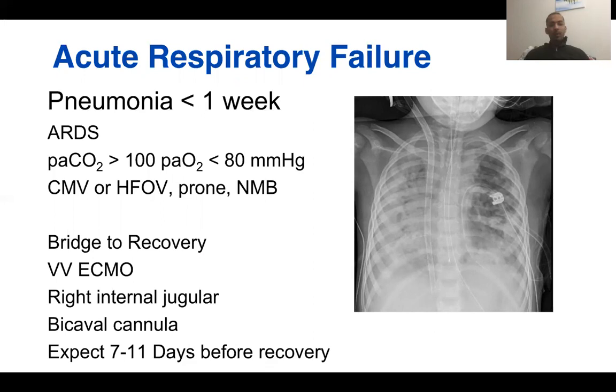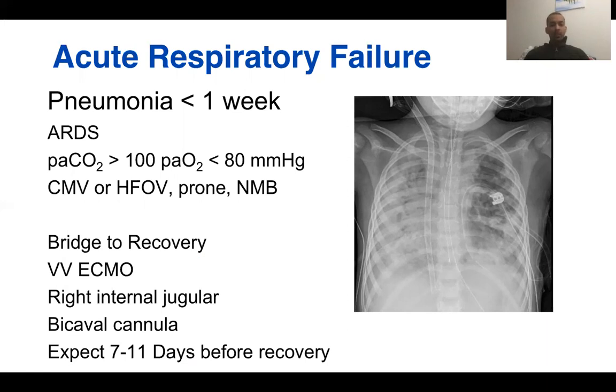And here you see PCO2s greater than 100 and PO2s less than 80. And these people have been tried on conventional mechanical ventilation with the VC-AC mode, or sometimes some centers have also attempted use of high frequency oscillatory ventilation, although there are always debates regarding the risk-benefit ratio of using one versus the other in adults, right?